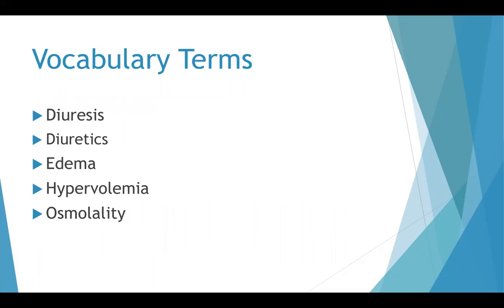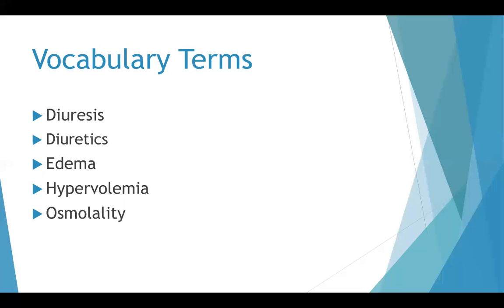We have some vocabulary terms that go along with this. The first one is diuresis. Diuresis means ridding the body of fluids. This is done via the kidneys by increasing the excretion of water and electrolytes. What electrolyte does water follow? Sodium. This is a homeostatic mechanism for maintaining fluid balance.